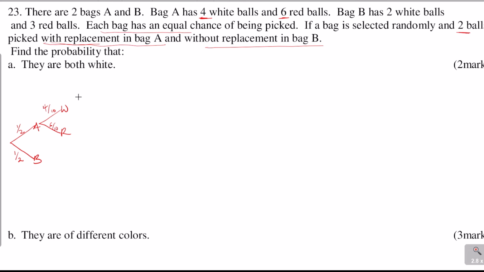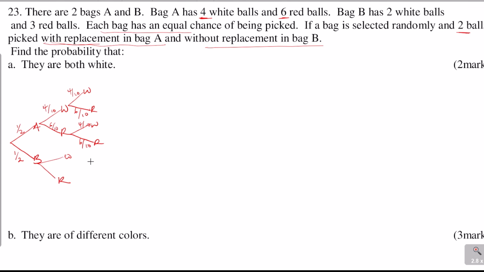Now the second pick in the same branch will be drawn like this. So this is the second pick now. The second pick, white, red, white, red. And since the total is not going to change because it is being replaced, the probability of picking white here will remain 4 over 10. This one will remain 6 over 10. So this is 4 over 10 and 6 over 10. But now when it comes to the other branch, we have white and we have red.